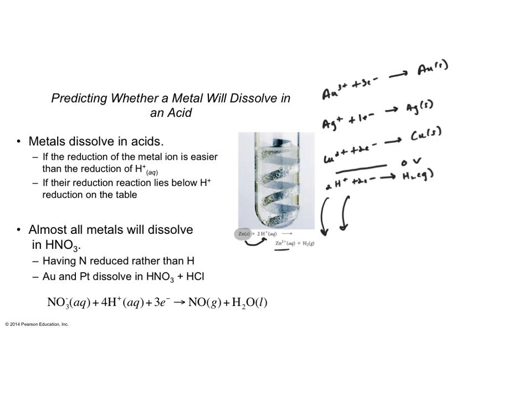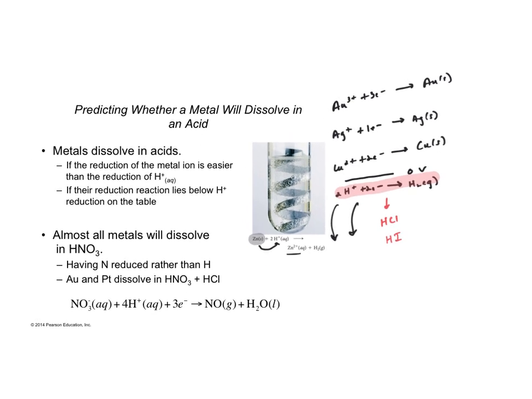Now, one last thing to note about that is that when we write this standard hydrogen electrode, these are for metals in acids like HCl and HI. These are just basic acidic solutions. There is a special case, which is nitric acid. Nitric acid is a strong acid, but instead of there being a reduction of just the protons, there's actually a specific half reaction that nitric acid can undergo.